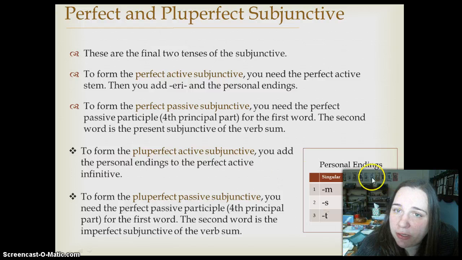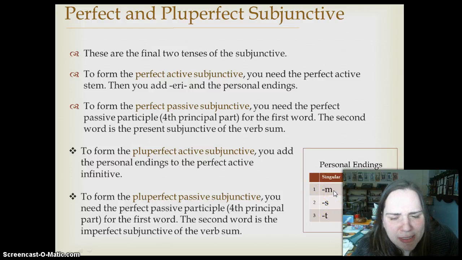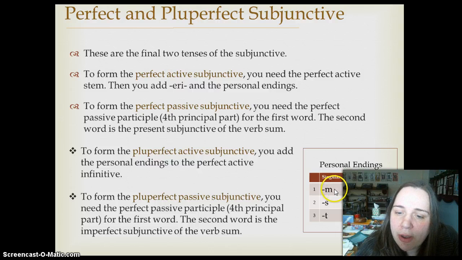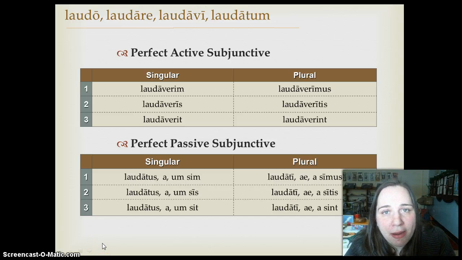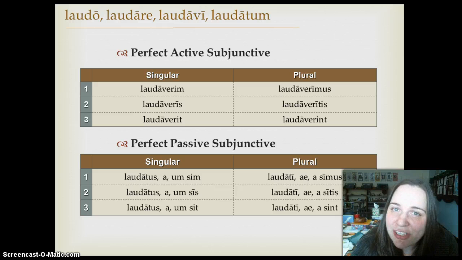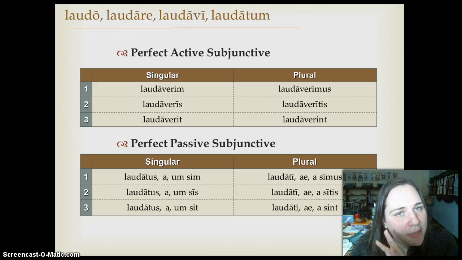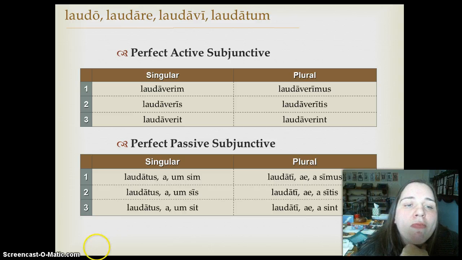Just to remind you, over here in a little side box, I remind you of what the personal endings are. Remember that the first person singular can have a personal ending of O, but it does not for these particular tenses and voices and moods. So M, S, T, MUS, TIS, NT, okay? I'm going to go through now and give you a paradigm for each conjugation, and I do want you to write all these down. Do not take screenshots. Do not just skip over them. Write them down. Be prepared to show them to me in your notes, okay?